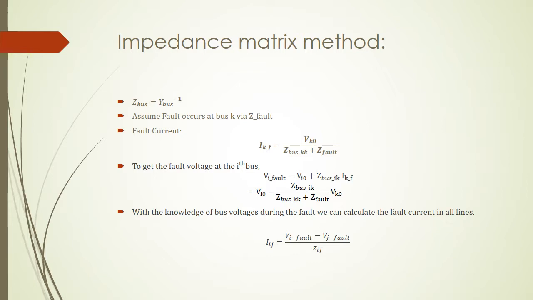To get the fault voltage at bus number I, for example, we can apply this formula. Vi at fault equals Vi0, or the Vi before the fault, plus the Z-bus element IK multiplied with the fault current that we just calculated here, and then we can rewrite it in this form.